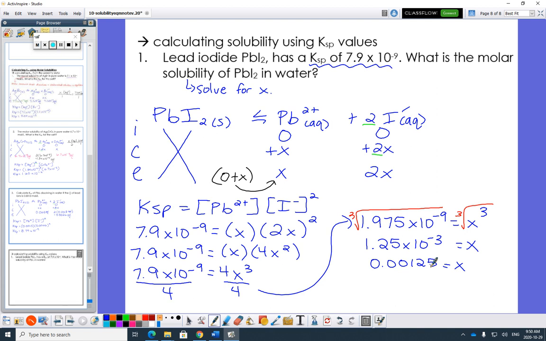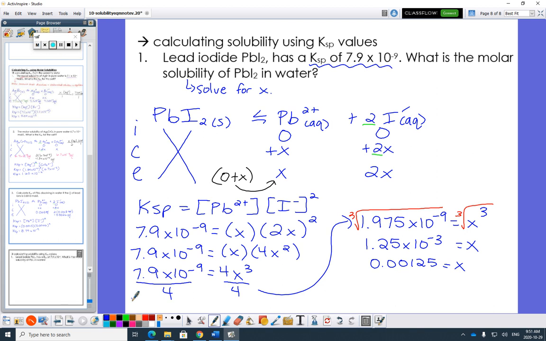Use scientific notation or not, I don't care. But you want to be careful with your final answer. These problems pretty much solve themselves, except you have to think about what x is, and you have to make sure to answer the question, okay?